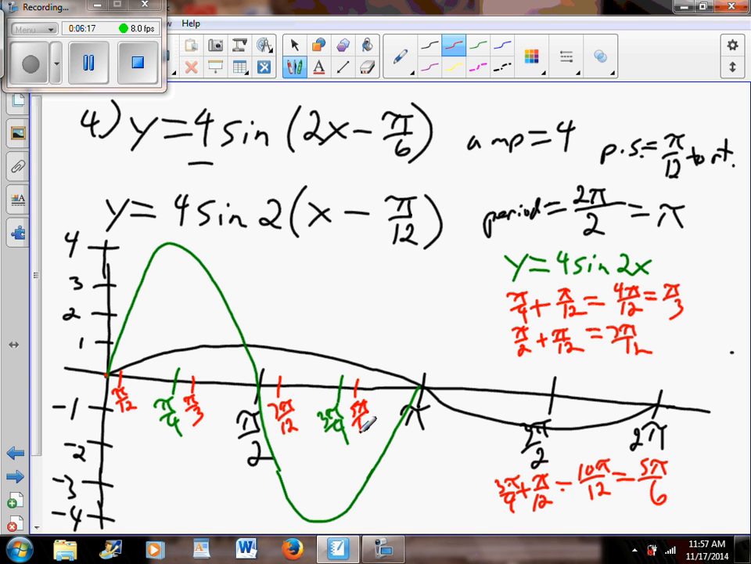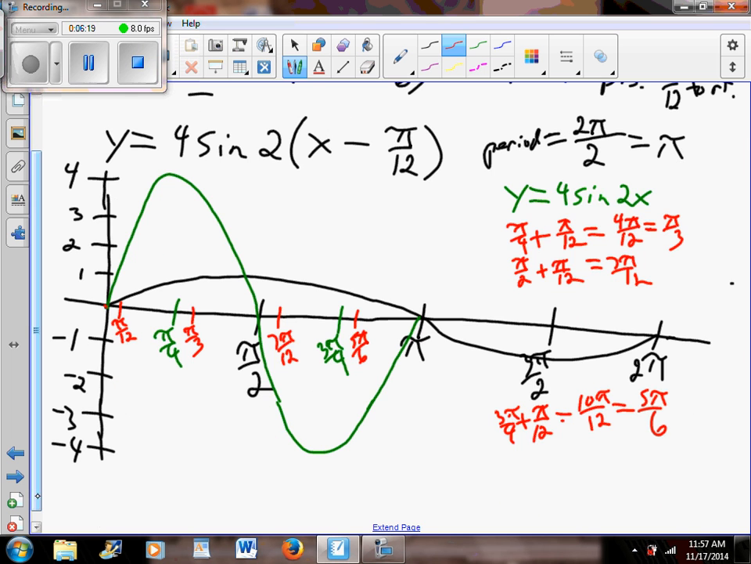All right. Now for the last benchmark, I've got pi plus pi over 12, which is going to be 13 pi over 12.